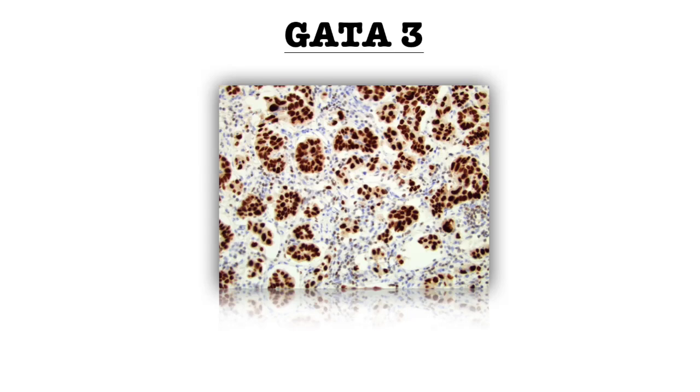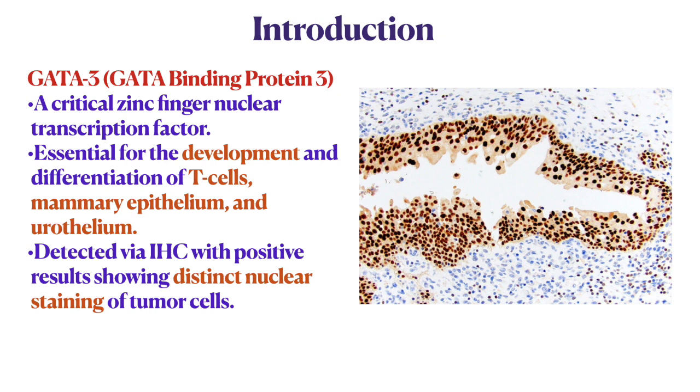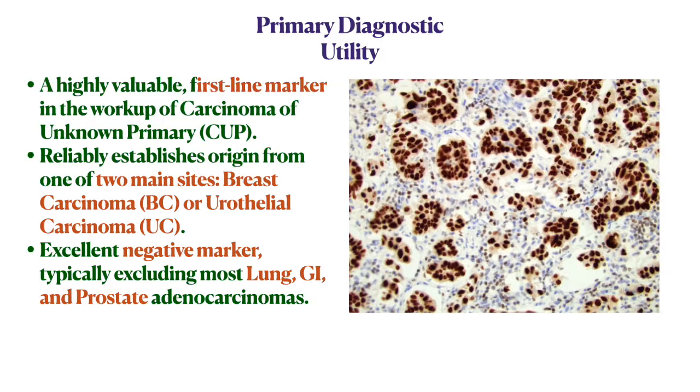Hello everybody, this video is on the IHC marker Gata3. Gata3 is a Gata binding protein. It's a zinc finger transcription factor. It is essential for cell differentiation. It controls the gene expression that is necessary for development of various tissues including T lymphocytes, your breast epithelium and your urothelium. IHC staining pattern is the classical nuclear staining pattern.